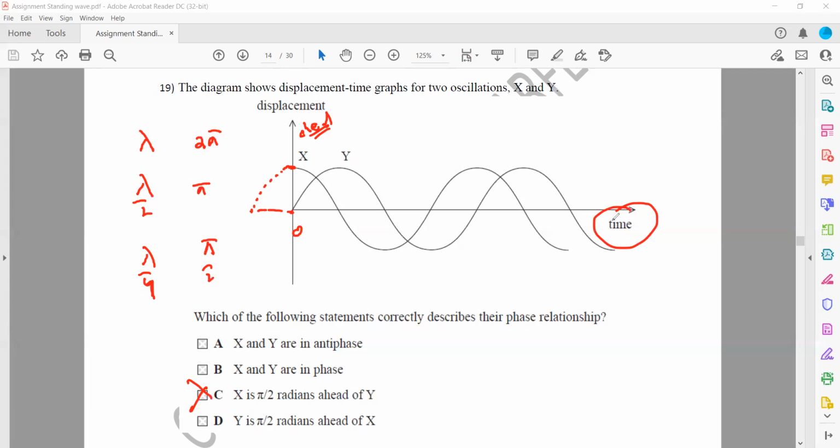But if the same question was there with the displacement axis, then both waves should start from the same point, with the same mode of vibration for the displacement. So this is not considered for X, and this will be considered for X. So it means in that case Y will be ahead.